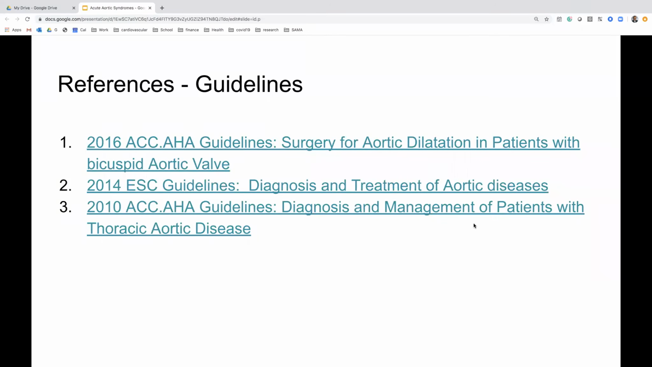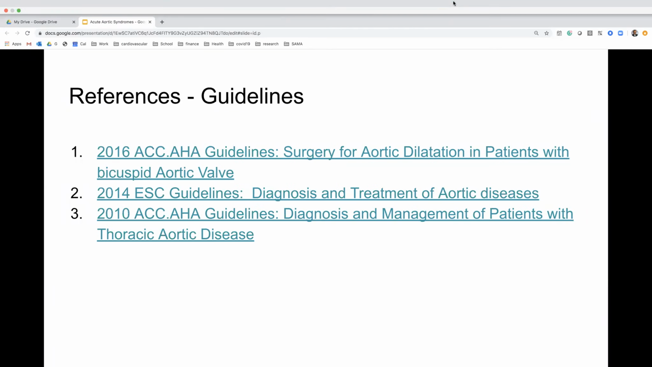That was the last slide. There's a couple of references here. These have the guidelines and some additional articles. And I think we can probably share the link with the group, and we can take some questions.